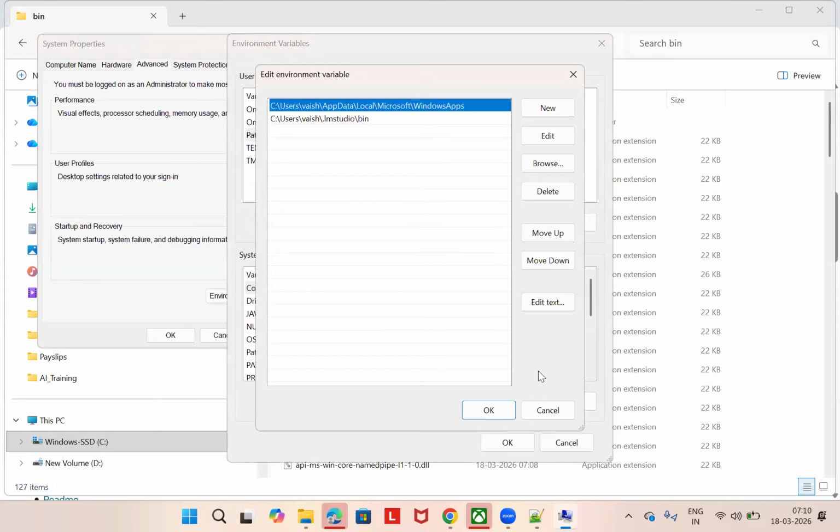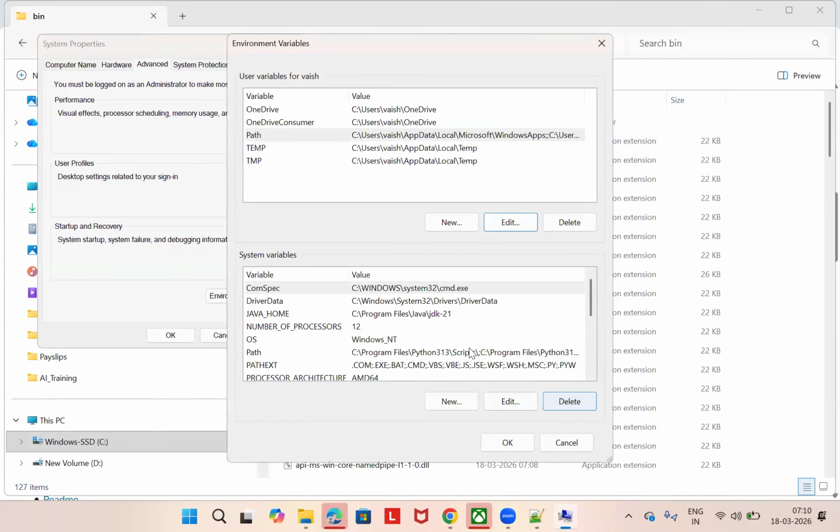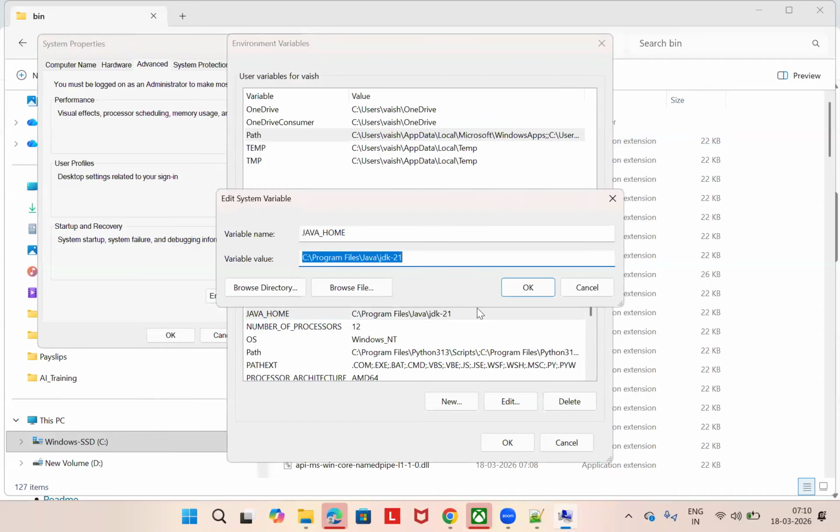No, no, not here, Vaishnavi. Sorry. Is it the Java? Yeah, okay. You need to replace JAVA_HOME with JDK 25. Can you double click it? Yeah. Replace 21 with 25. That's it. Yeah, remove the slash bin. Okay.